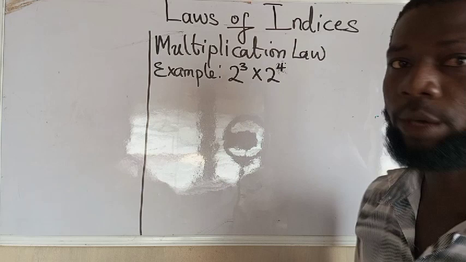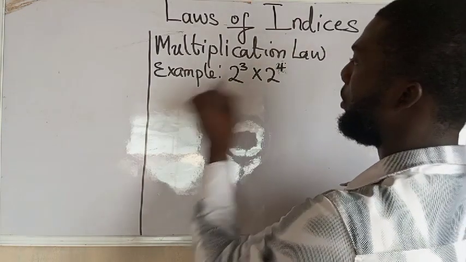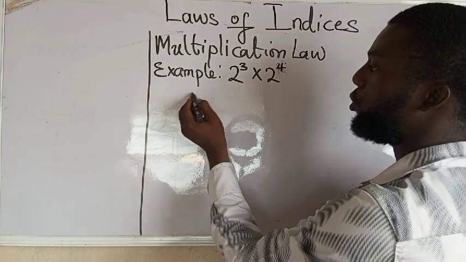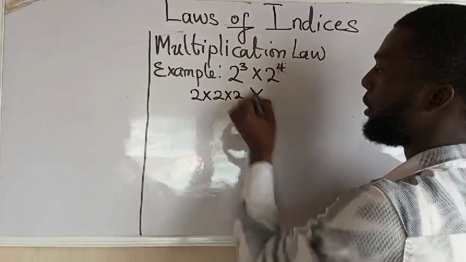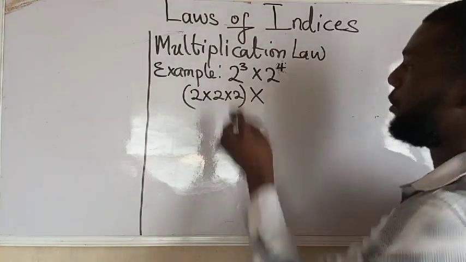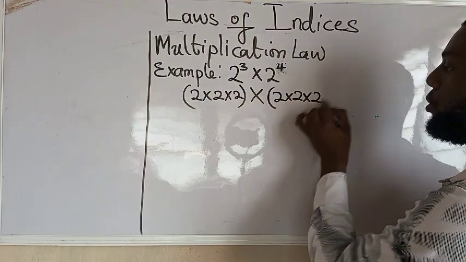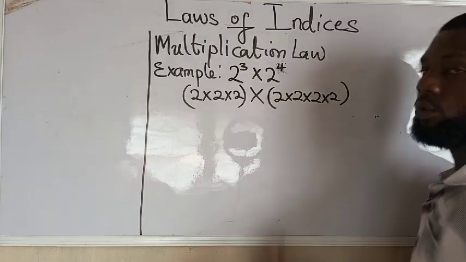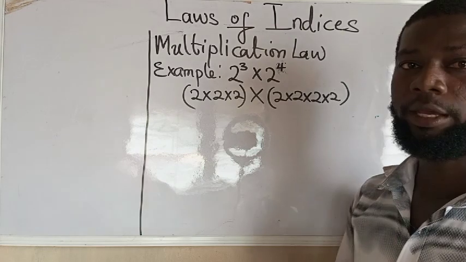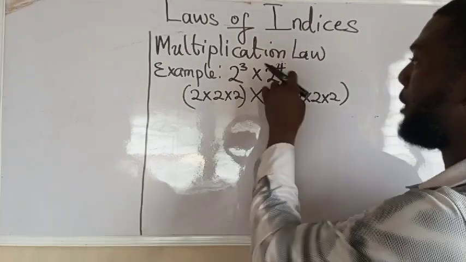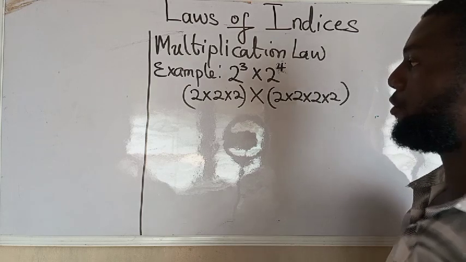Now, on a neutral ground, if I want to solve this, then I will say 2 raised to the power 3 means 2 times 2 times 2, times 2 raised to the power 4 here means 2 times 2 times 2 times 2. That is, 2 raised to the power 3 here means 2 is multiplied in 3 places. And 2 raised to the power 4 here means that 2 is multiplied in 4 places.